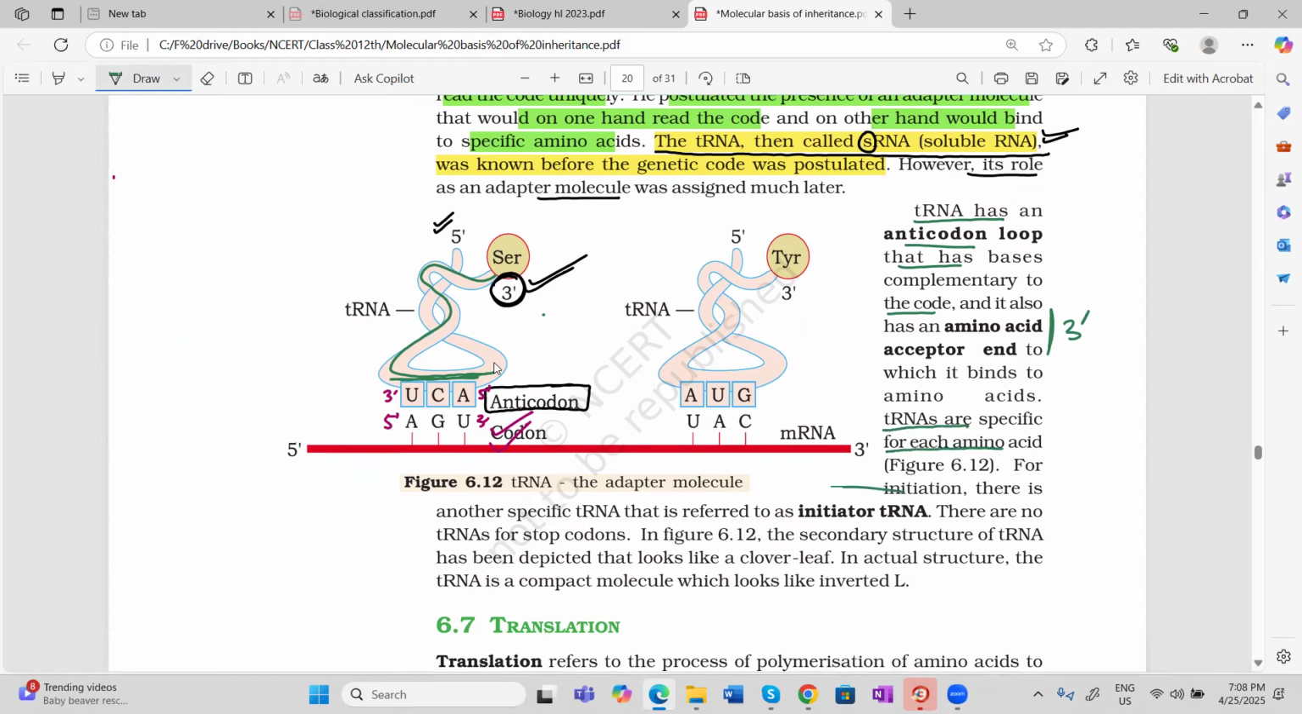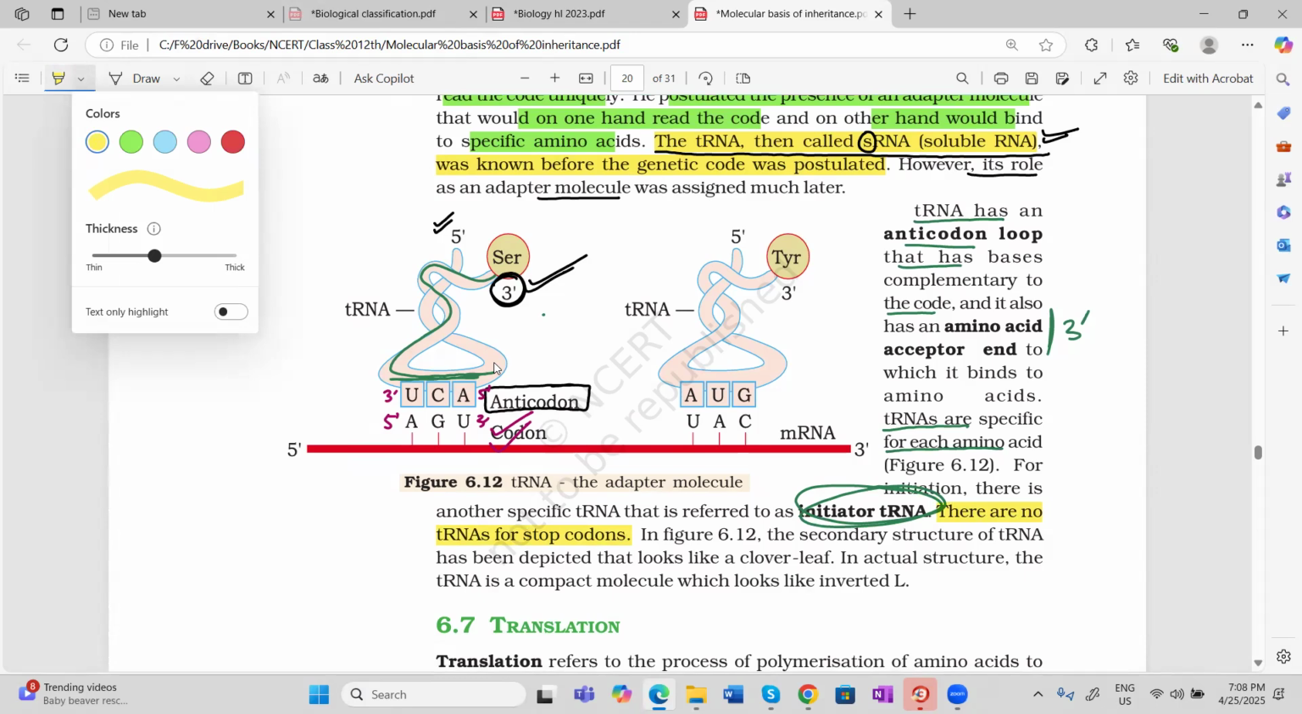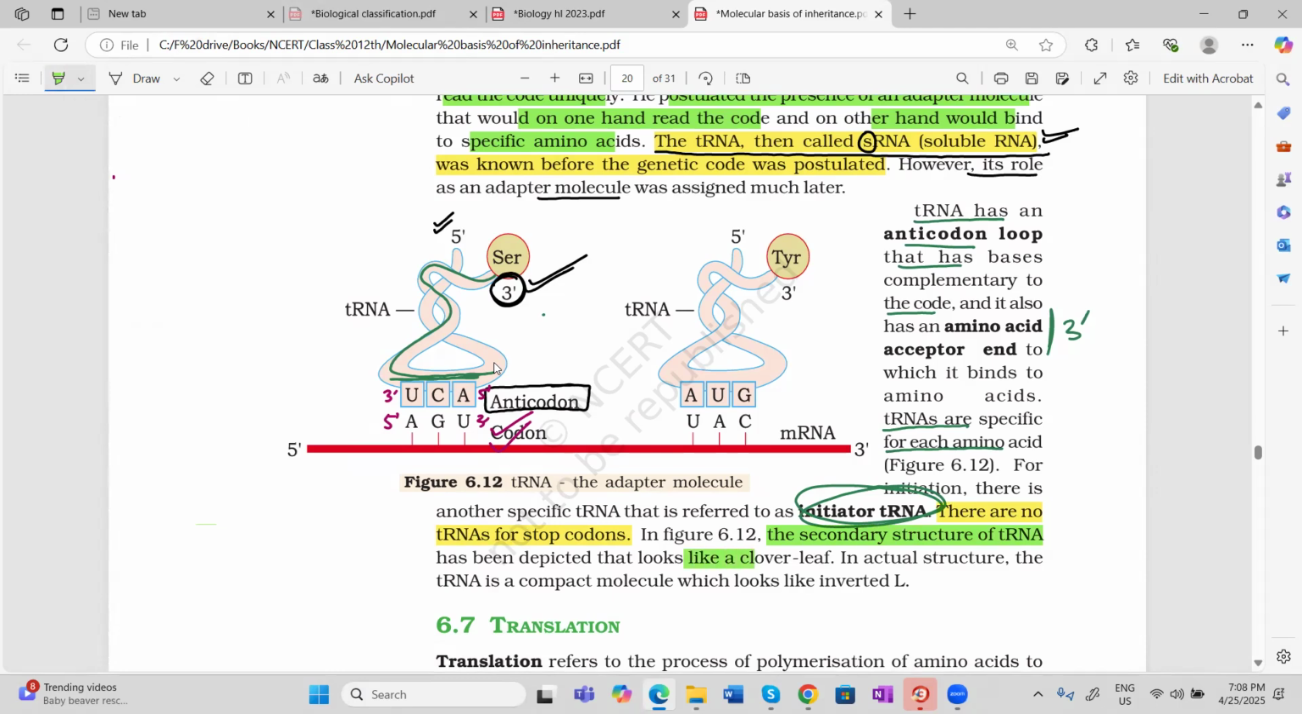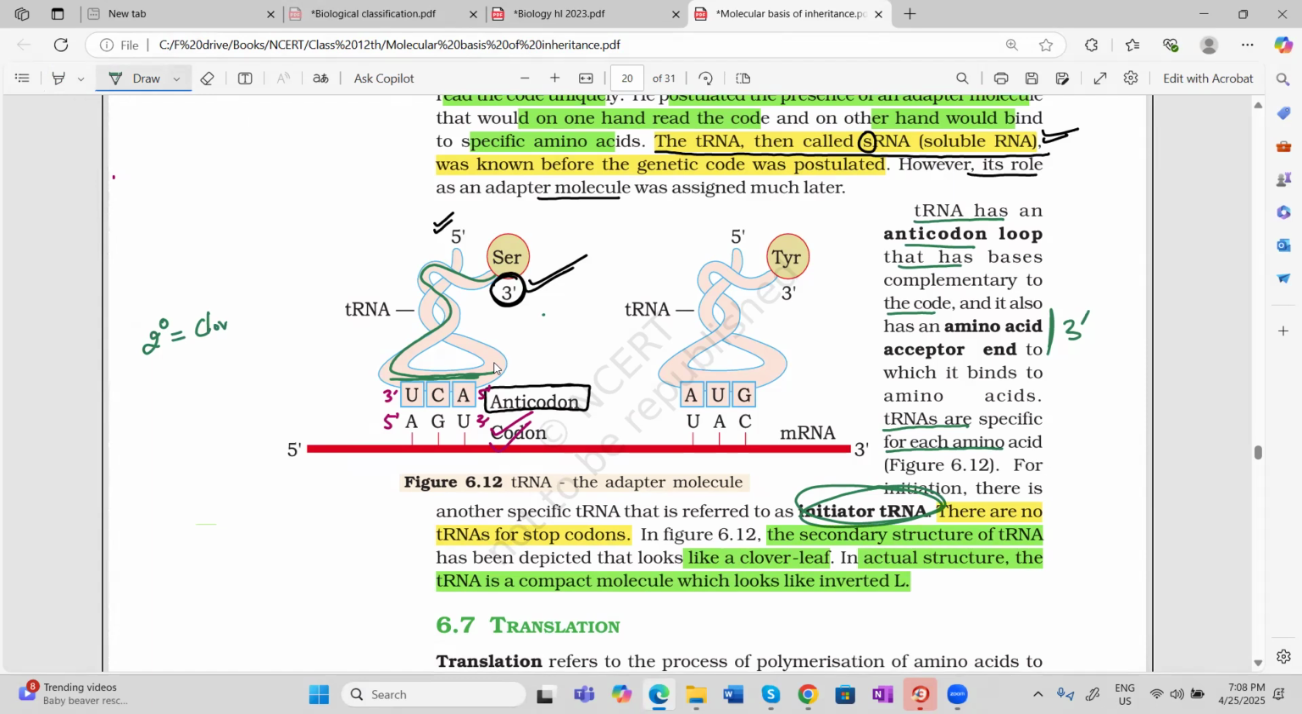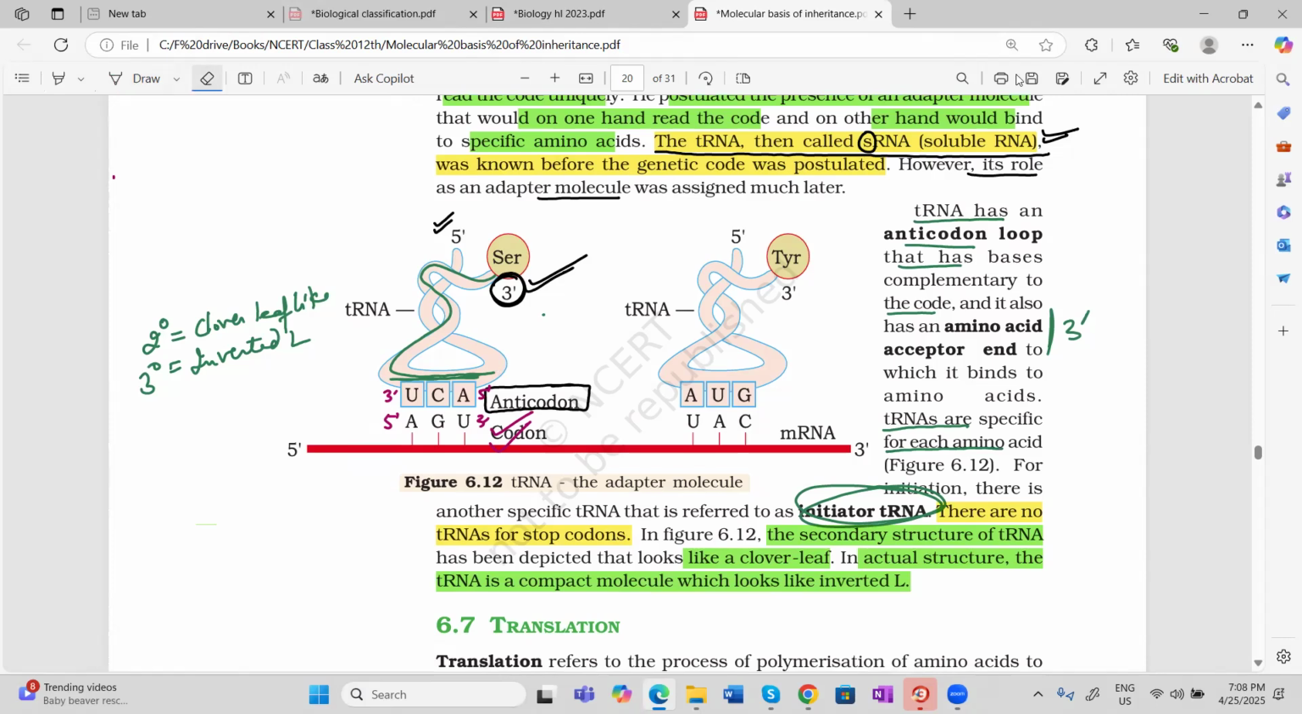For starting, there is an initiator transfer RNA, and learn properly, there is no transfer RNA for the stop codon. Now, 2D structure and 3D structure. The secondary structure, meaning the 2D structure of transfer RNA, is clover leaf-like, but the 3D structure, meaning the actual structure, is an inverted L. So learn it. I think this much of the topic might be easy for you. Just read and see carefully, if you have any doubt.